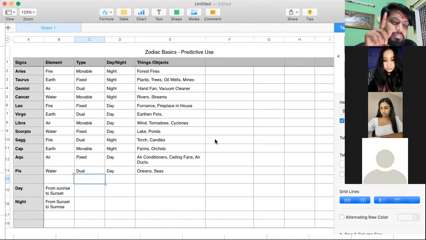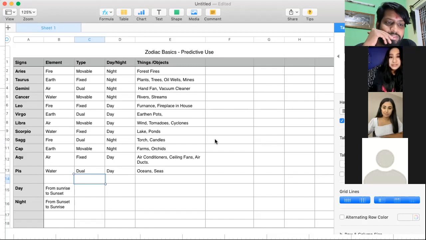But if you are talking about the Capricorn, I have a sun in Capricorn, moon in Virgo. Who will tell me that? Capricorn is a night sign, Virgo is a day sign. So do you feel like I'm a more Capricorn person or a more Virgo person? Capricorn. So you got it? More Capricorn than the Virgo.